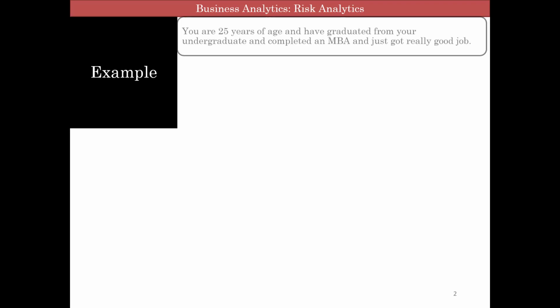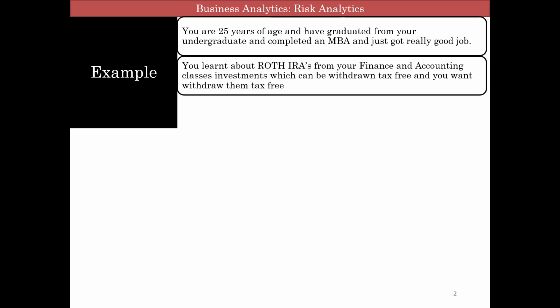So let's take an example. Let's assume that you are 25 years of age and have graduated from your undergraduate and just completed an MBA, and you've got a really good job right now. It pays you a decent amount of money, and you have finished your finance and accounting classes, and you've learned about Roth IRAs.